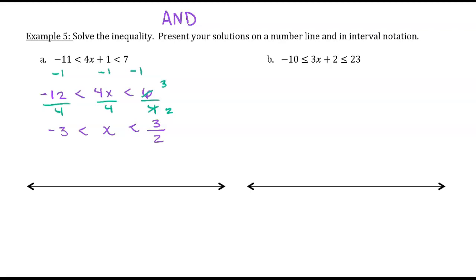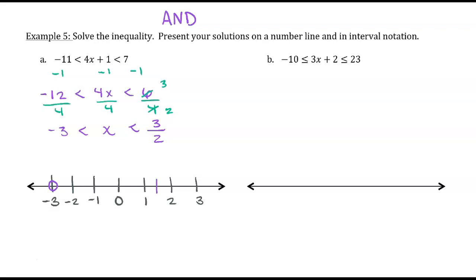This reads that x needs to be greater than negative 3, but less than 3 over 2. We need to satisfy both of those conditions at the same time. Let's draw this on a number line. Our leftmost endpoint is negative 3, and it is not included in the solution set because this is a strict inequality. Our rightmost endpoint is 3 over 2, 3 halves, which is 1.5.